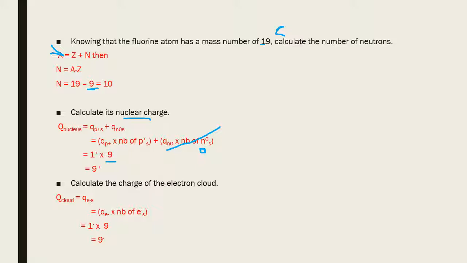Calculate the charge of the electron cloud. So the charge of the electron cloud is the charge of the electrons, the charge of 1 electron times the number of electrons. The charge of the electron is always -1, minus, times the number of electrons, which is 9. So the charge of the cloud is 9 minus. Please, it's really important.